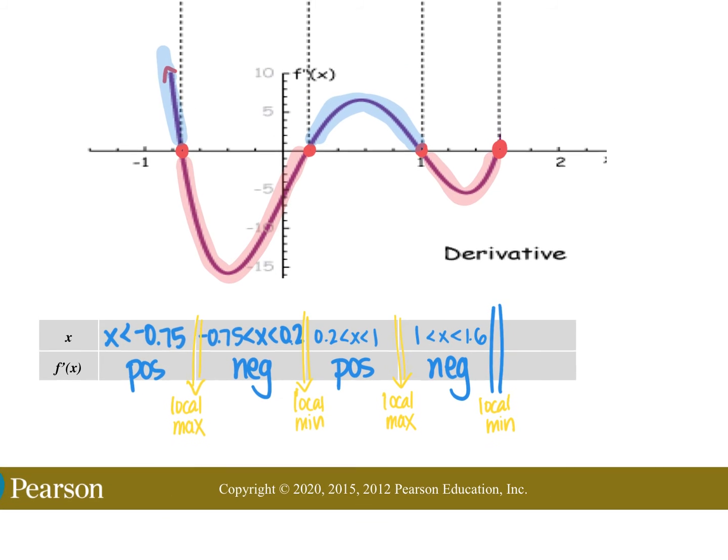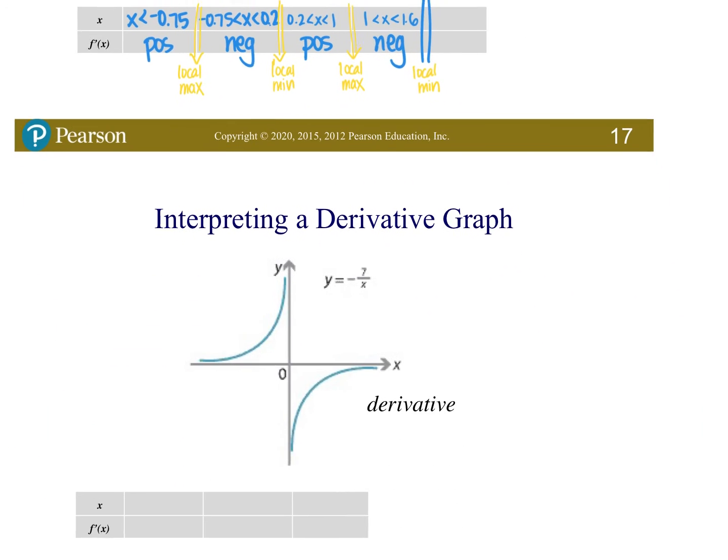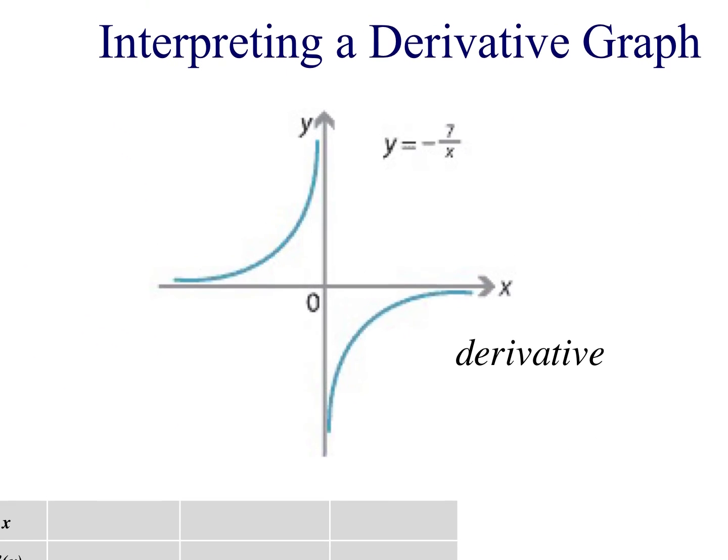You'll get the hang of it. But start with identifying what's important. The important parts are any endpoints and any places where it crosses the x-axis. Maybe even places where it's broken, where it's discontinuous, like this next one.